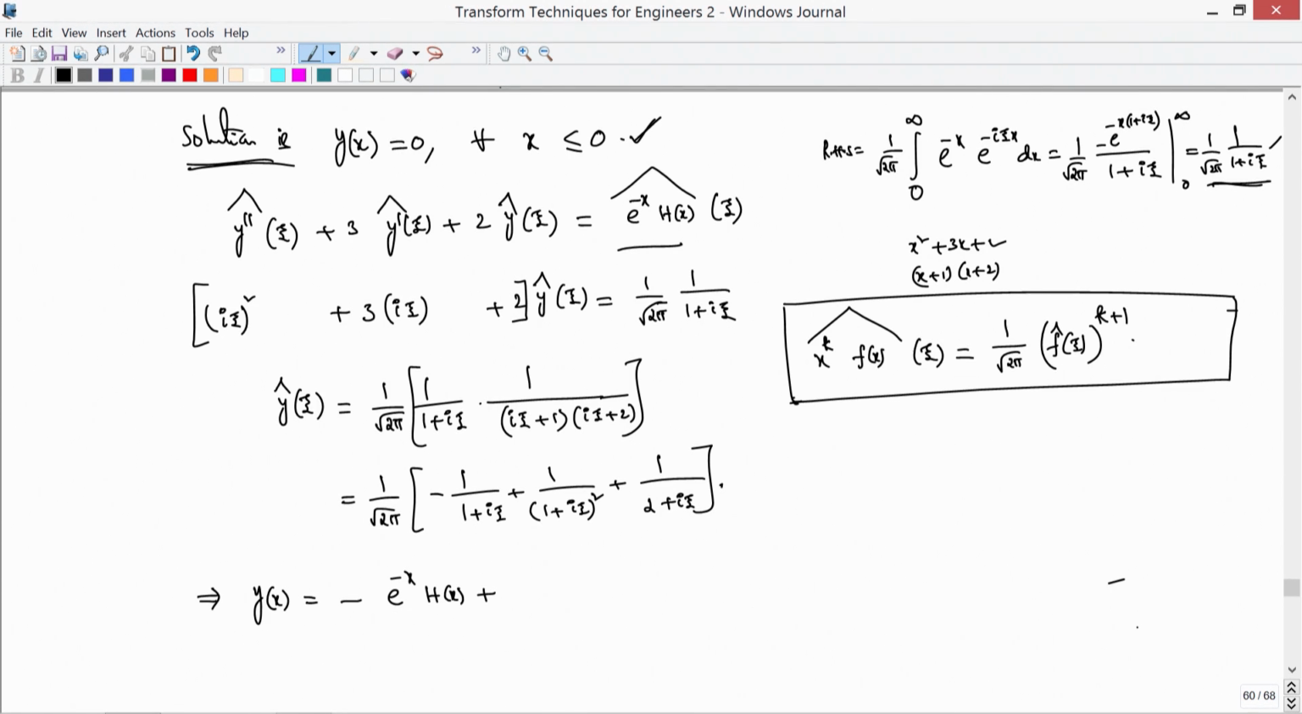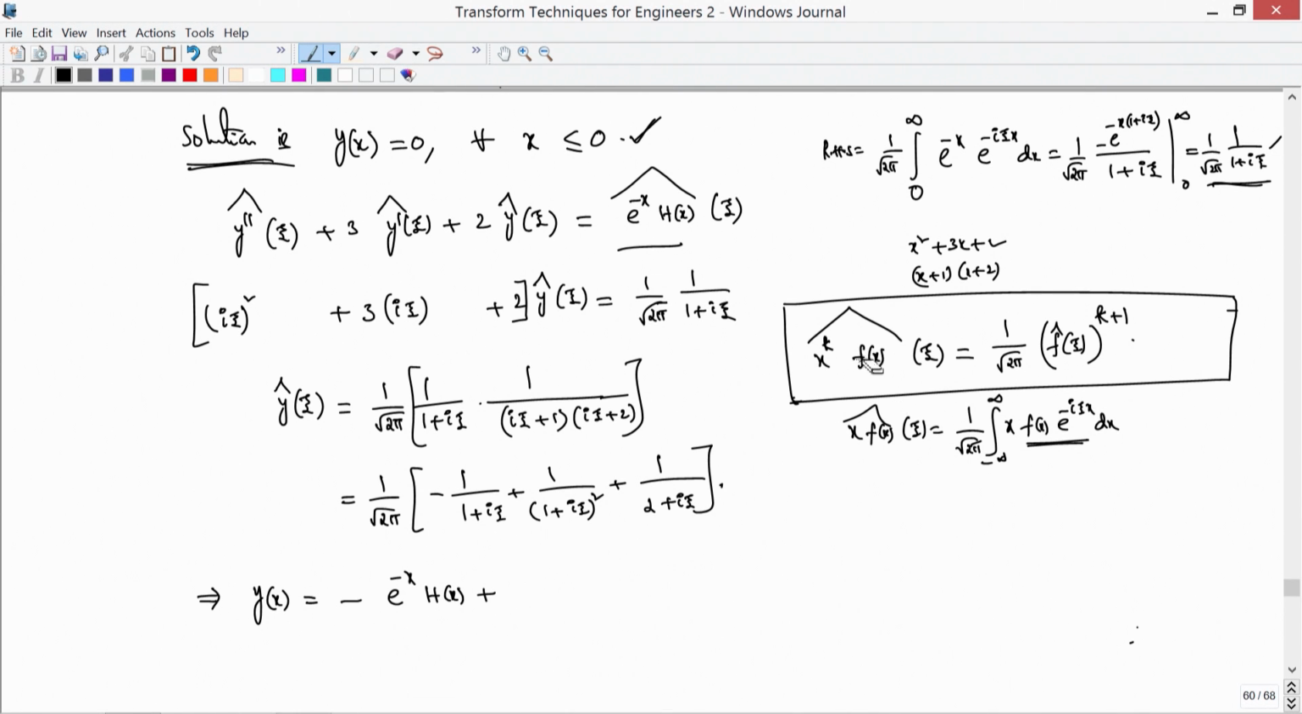Can we see this one? If you do it simply for k equal to 1, the Fourier transform of x f of x is 1 by root 2 pi, integral from minus infinity to infinity of x f of x e power minus I xi x dx. So, I try to take this as the integral value of this, maybe.